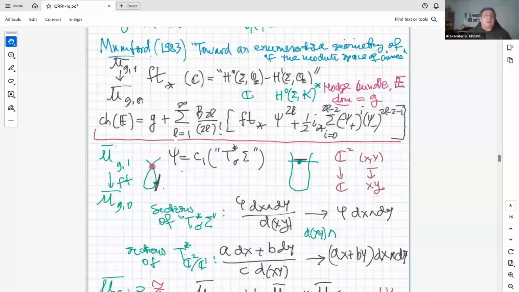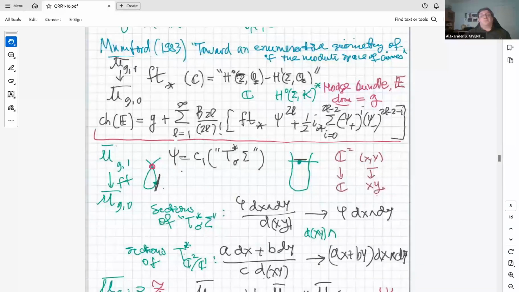So consider this. What he does: he considers this Mg bar with no marked points, and this universal curve over it, Mg,1 bar. And let's take on that space the trivial one-dimensional complex vector bundle C, and its K-theoretic push forward downstairs. What is it? It is H0 minus H1.